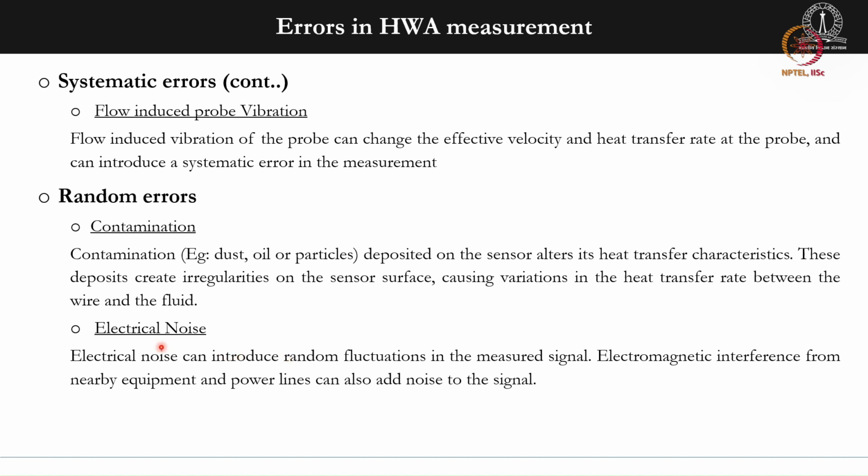The other most common source is electrical noise. Since we generally use an amplifier unit or a signal conditioning unit to extract data from the hot wire anemometer probe, the components of these circuitries can be affected by electromagnetic interference, and they can introduce additional random noise into our measurement data.